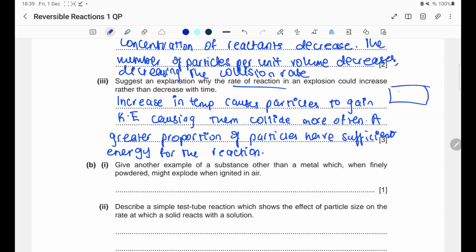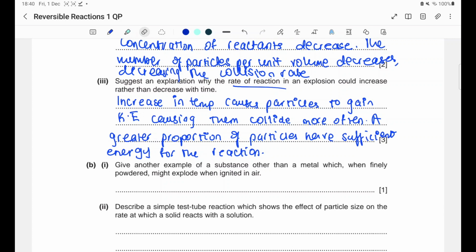So if you see this as a simple example really quickly. Now over here, you only have these particles reacting, and that makes 1, 2, 3, 4. However, if you increase the rate of reaction this much, which is 6, have sufficient energy for the reaction. A greater proportion of particles has sufficient energy for the reaction, which increases the rate of reaction. So those are your 3 points.